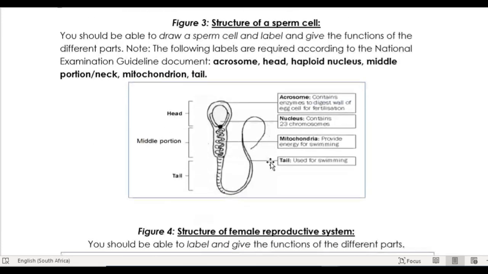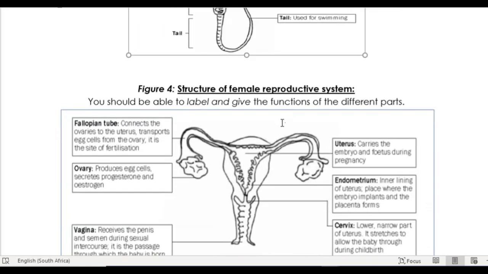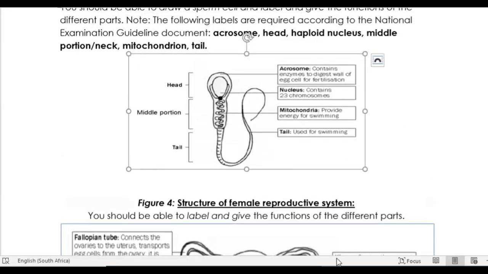Here is what I spoke about now, the sperm cell. If it's easier for you to study this diagram, fantastic. You can use this diagram to study the sperm cell, learning to draw it and to label it. I can almost guarantee grade 12s that they're going to ask you to either draw it or to label it. So that's important. And then we're going to get into the female reproductive system in a minute.